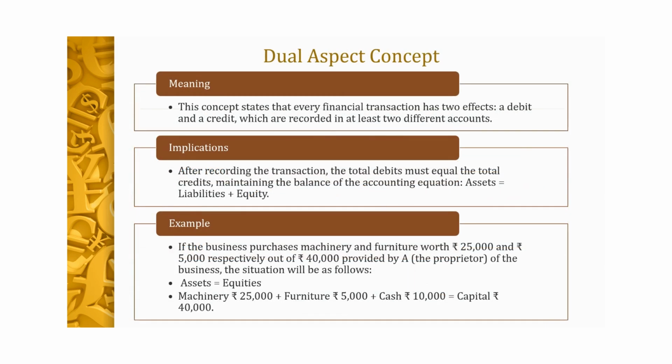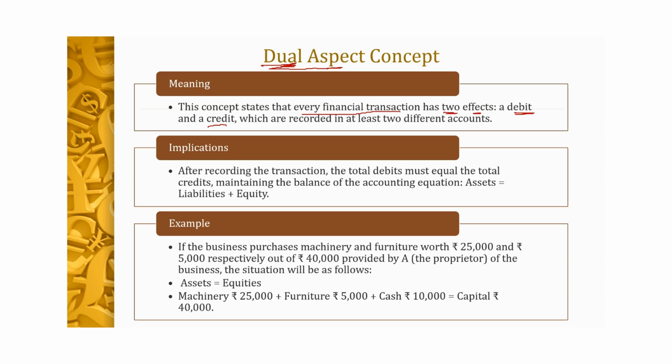Now next comes the dual aspect concept. As the name suggests, dual means two aspects. So what this concept says is that every financial transaction has two sides, two effects. One is debit, the other one is credit, or you can say both sides have the same amount, right?